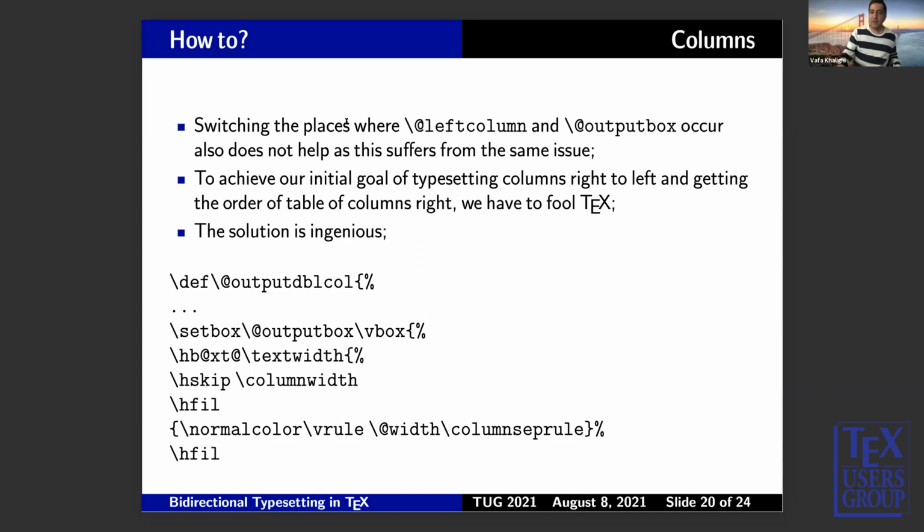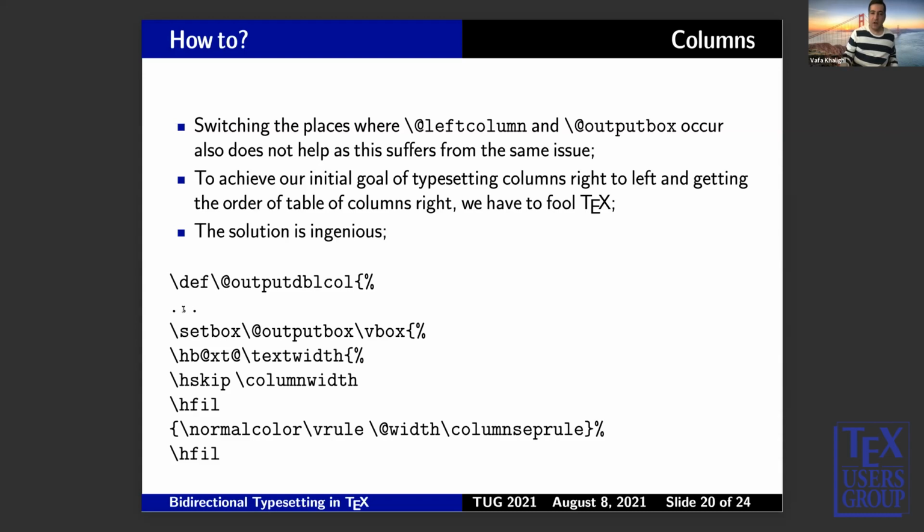The other thing that you might think is that you can change the places of at left column and at output box that occur in that macro. But that also suffers from the same issue. For example, the order of the table of contents is not right. So to achieve our initial goal of typesetting columns right to left and getting the right output, we have to fool TeX. And this is, again, the simplified version of the solution that the bidi package does.